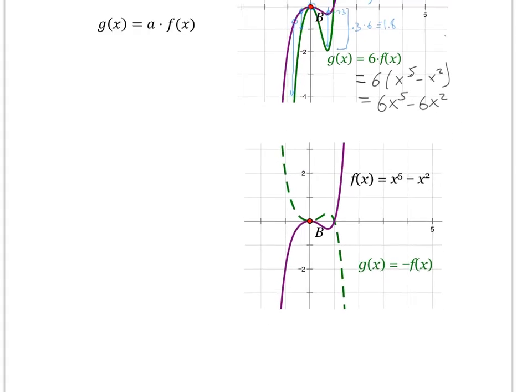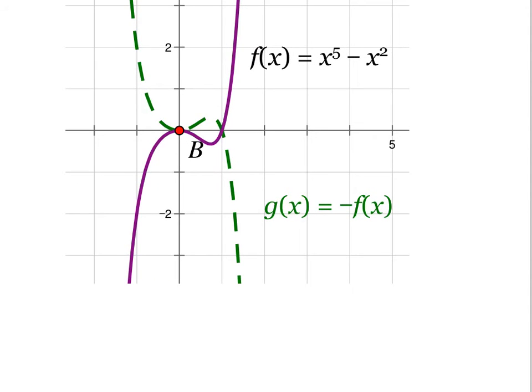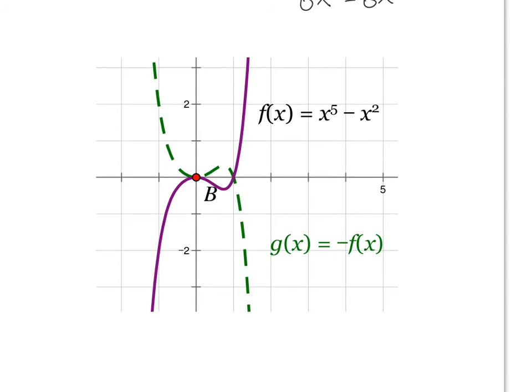All right, well, what if we put a negative number out in front? The simplest negative number is negative 1. So if we have negative 1 times f of x, then what happens is it flips. Here we graph this with a dotted line so we don't get too confused. Here's our function, x to the 5th minus x squared. If we multiply it by negative 1, we're taking the y value, because f of x is a y value, and we are making it opposite.